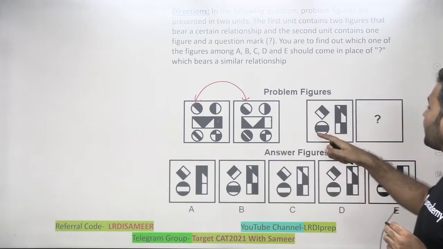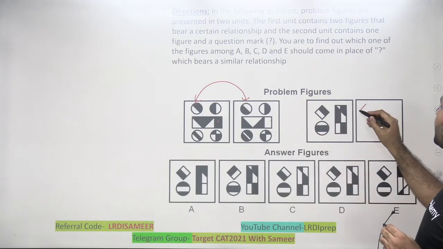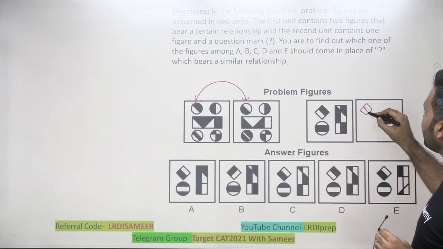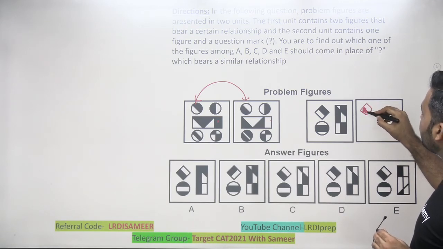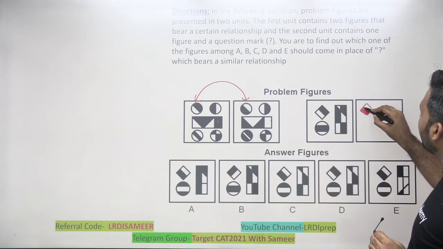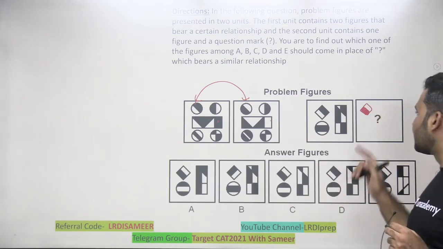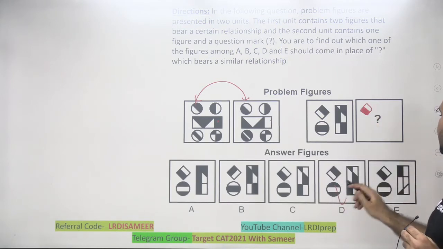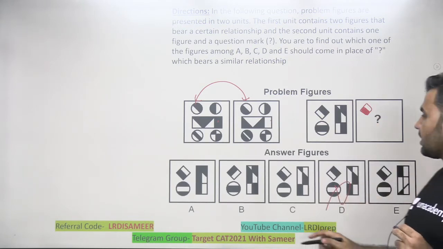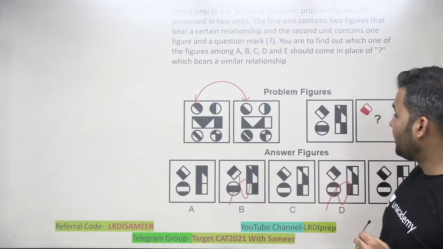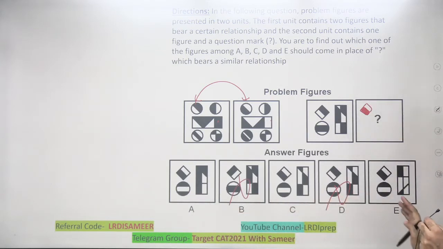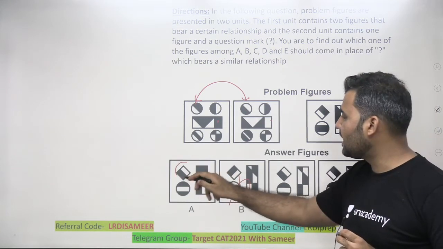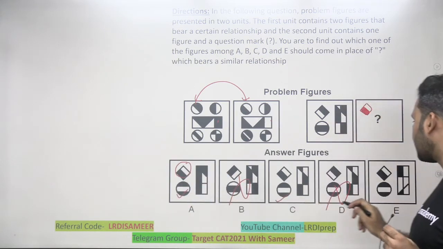So if I have to make a figure of it, this will be the filled part, and this will be the empty part. So this has to be positioned over here. So can I say D is straight away eliminated? B is eliminated. I'm left with A, C, and E. Now between A, C, and E, these three elements are the same. These three elements are also the same.